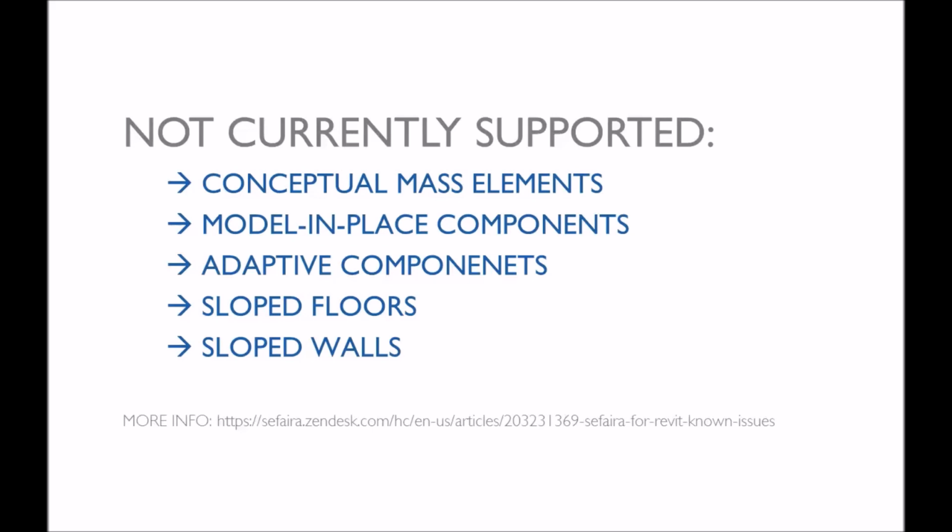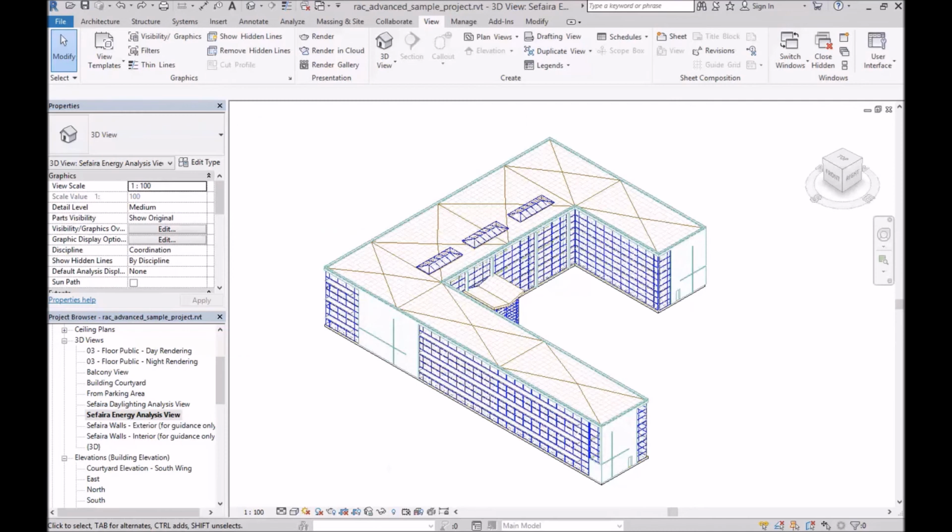And finally, this isn't really an error, but it is something folks encounter a lot. There are a number of elements that are currently not supported in Sefaira for Revit. Those include conceptual mass elements, model and place components, adaptive components, sloped floors, or sloped walls. For an updated list or more information on any of these, you can search Sefaira's knowledge base for the article Sefaira for Revit Known Issues.